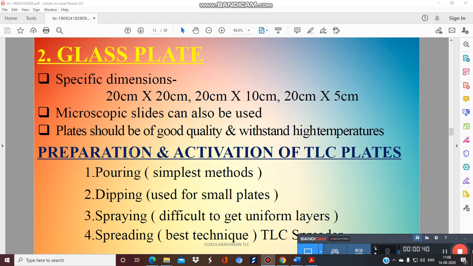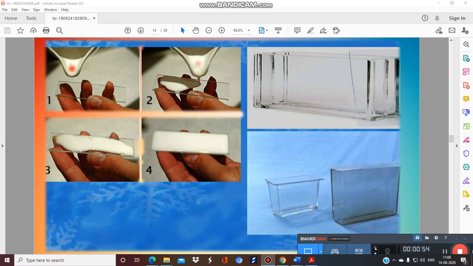Okay. So, preparation and activation of the TLC. This is important. Preparation is different and activation is different. So what are the preparation methods? We have already covered: pouring, dipping, spraying and spreading methods. This is also used in our laboratory. So these are the methods. Pouring method: in this way the plate is formed.